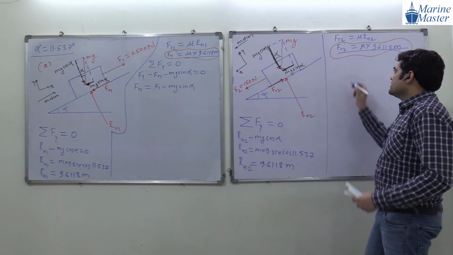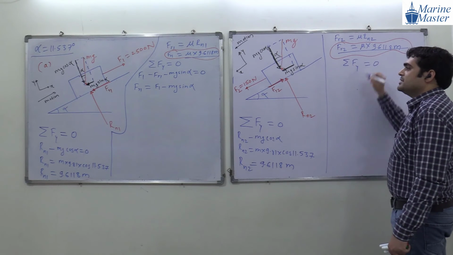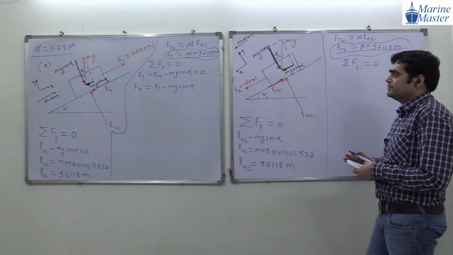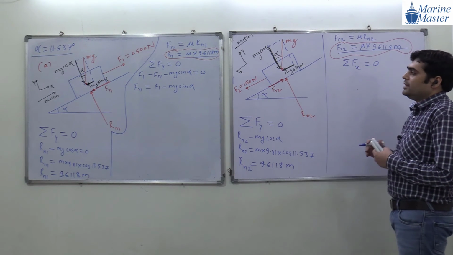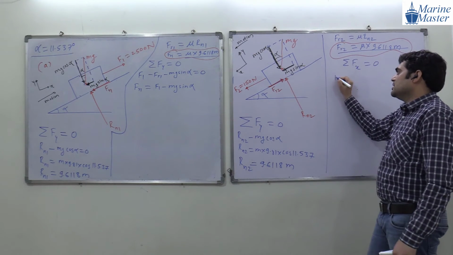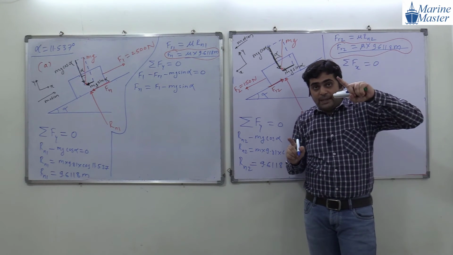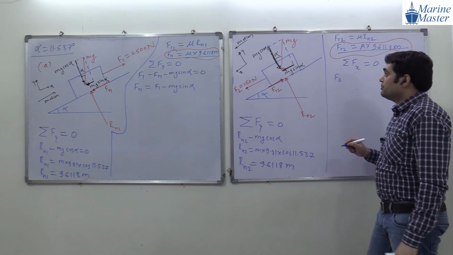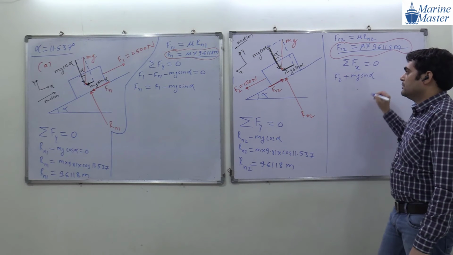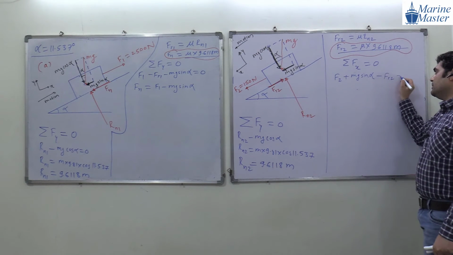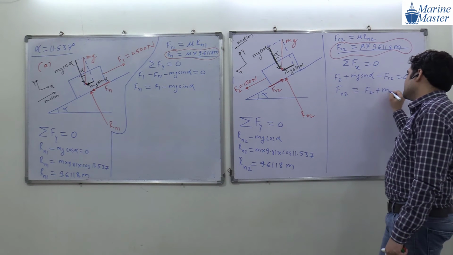Then again, same. Summation of forces, what are the forces here? Sorry, x direction. Summation of forces in the x direction equal to 0. Here what can we take positive? F2 we can take positive, because always the x direction is along the plane and in the direction of motion. So F2 plus mg sin alpha minus Fr2 will be equal to 0. So Fr2 will become equal to F2 plus mg sin alpha.